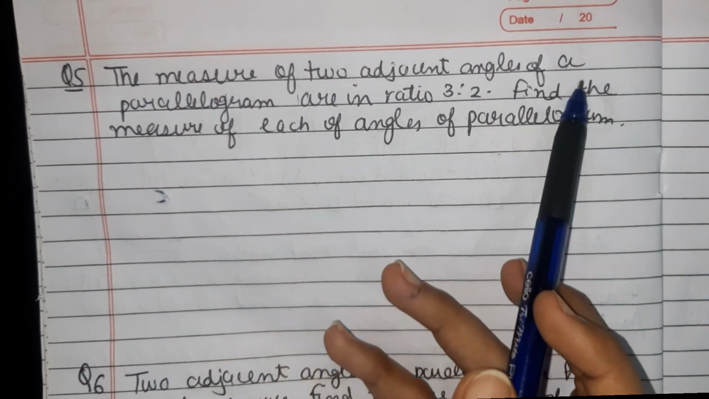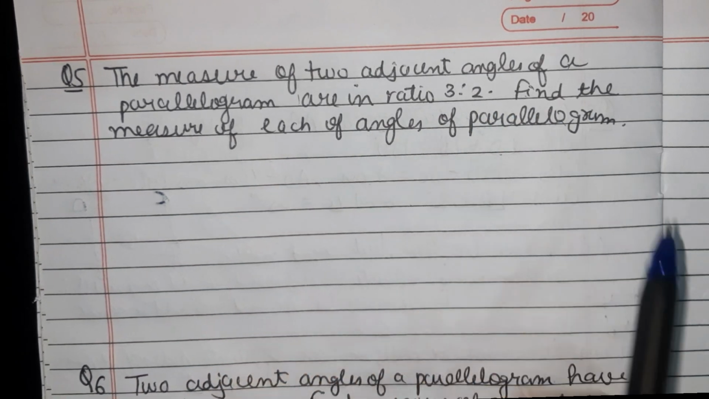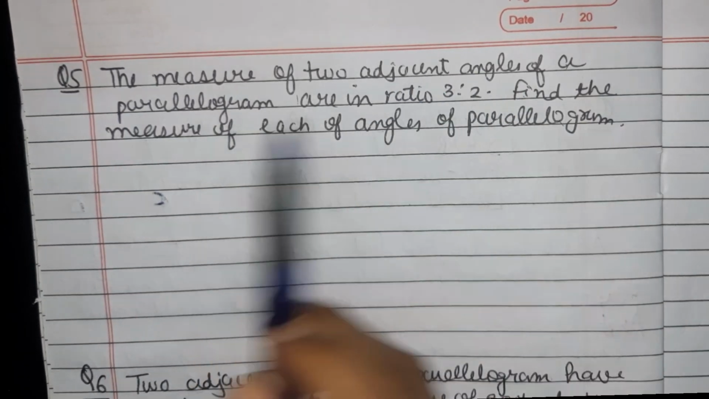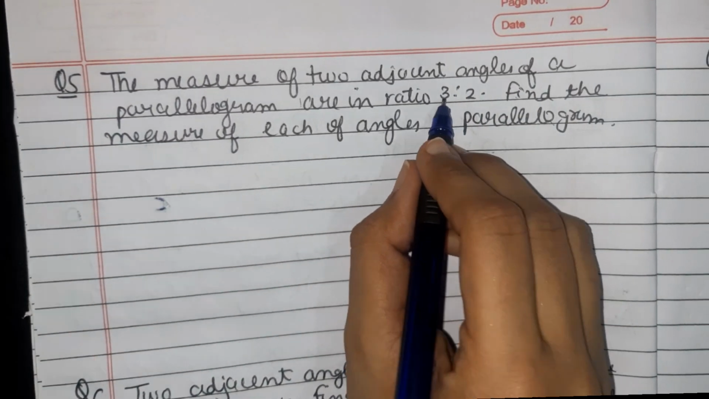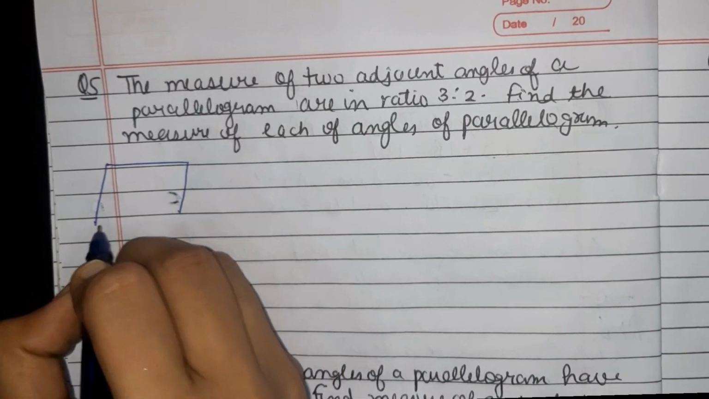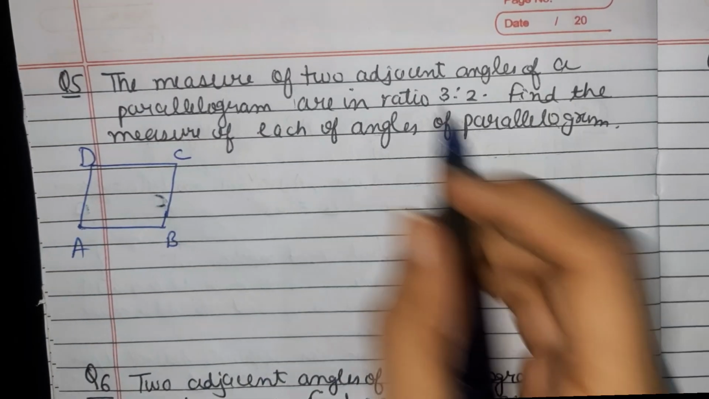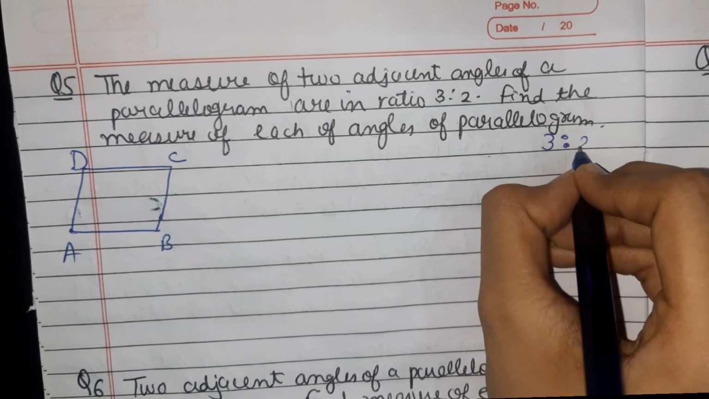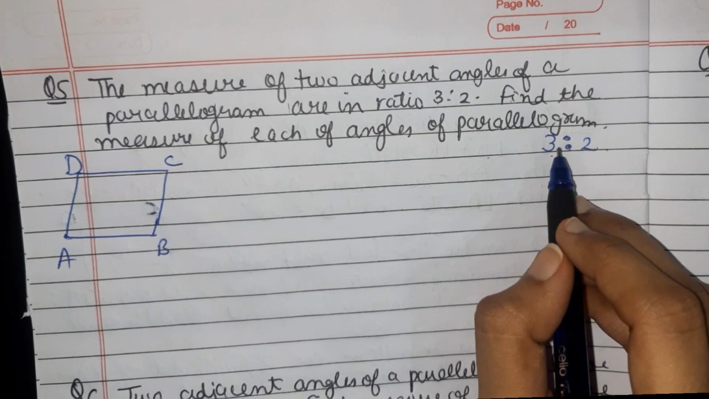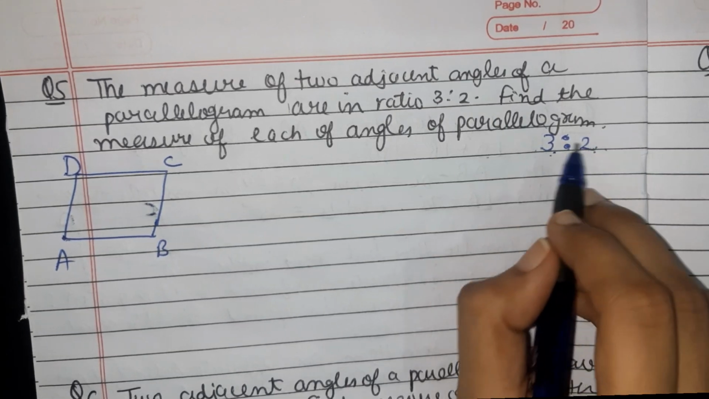The measure of two adjacent angles of a parallelogram are in the ratio 3:2. Find the measure of each of the angles of the parallelogram. So they have said that the two adjacent angles of a parallelogram are in the ratio 3:2. So let's say we have a parallelogram ABCD. Since they are in ratio 3:2, we can multiply them with the same quantity. If here it is x, then here also it will be x. So 3x and 2x, we multiply by the same quantity.